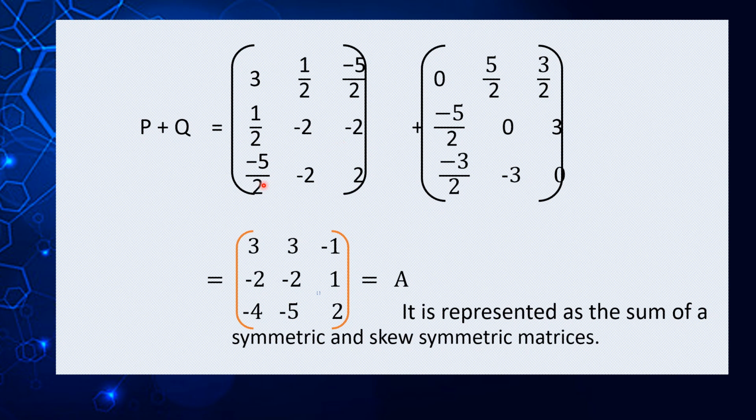Minus 2 plus 3 would be 1. Minus 5 by 2 plus minus 3 by 2 would be minus 8 by 2, which is equal to minus 4. Minus 2 plus minus 3 would be minus 5. 2 plus 0 would be 2. Now we have got the sum of P and Q, which is equal to A. So we can write that it is represented as the sum of a symmetric and skew symmetric matrices.